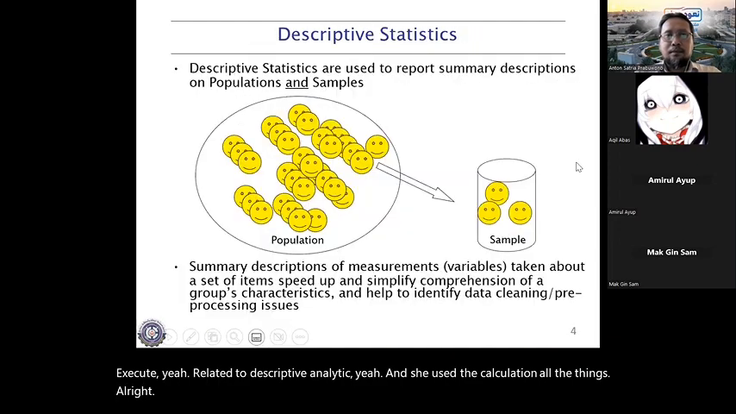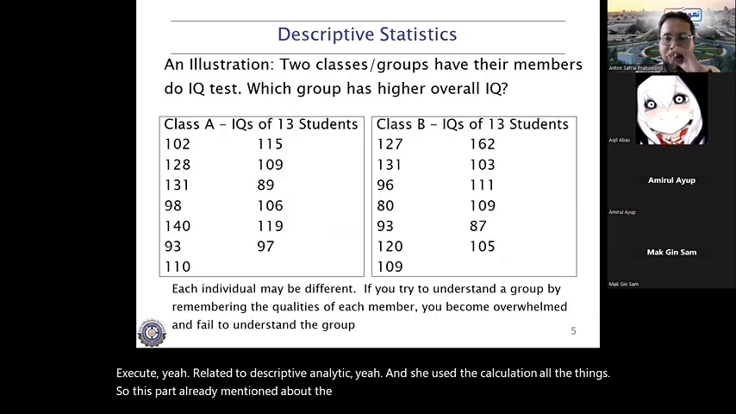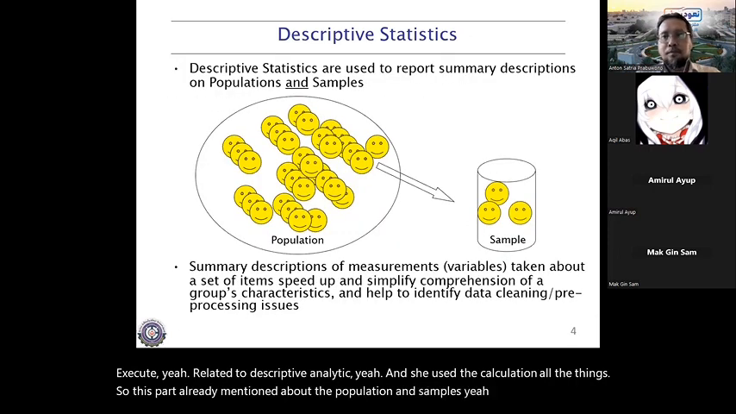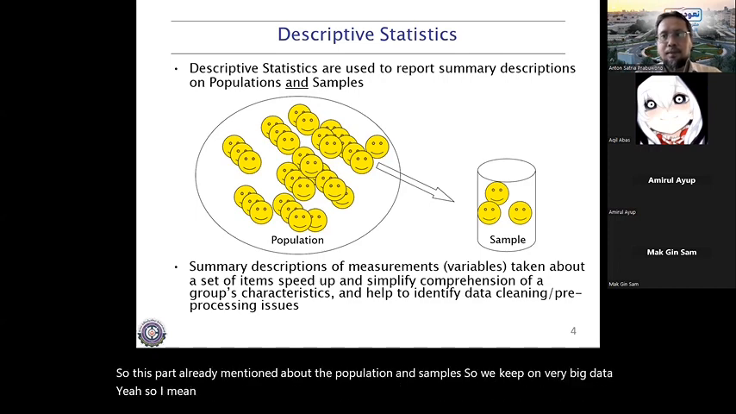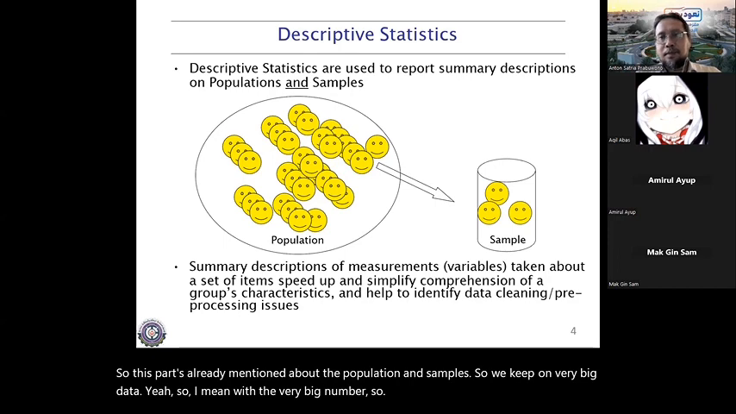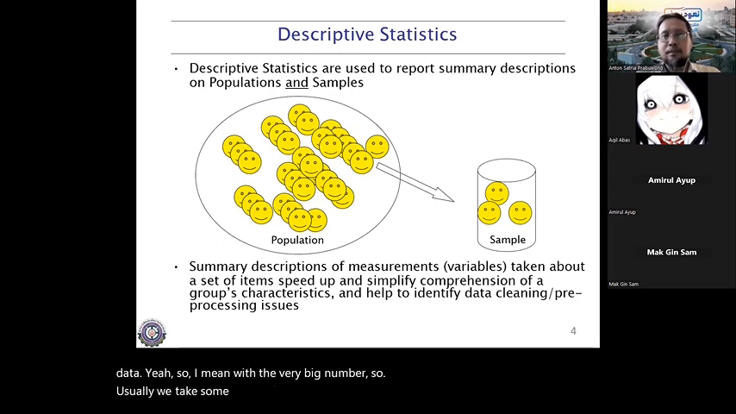So this part already mentioned, yeah, about the population and samples. So we are given very big data, I mean with a very big number. So usually we take some part and it is called a sample.